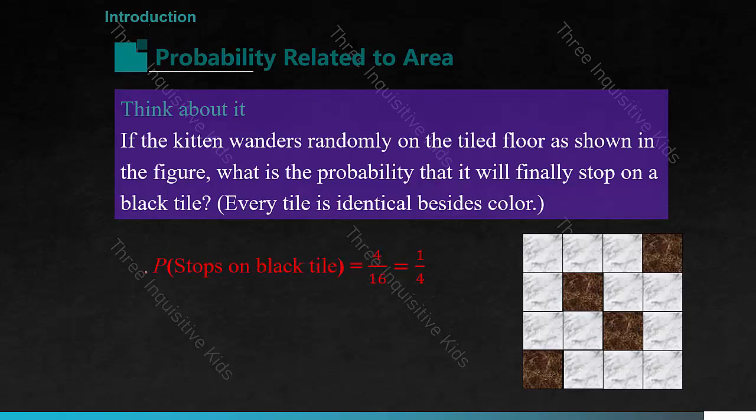So the probability of her stepping on a black tile, you can express it like this. There's a total of 16 tiles, so that's going to be the total number of possible outcomes. That's going to be our denominator. And as you can see, there is a total of 1, 2, 3, 4 black tiles, or you could say dark or brown. So 4 out of 16 tiles are black. You can further simplify that into 1/4. So the probability of the kitten stepping on a black tile is 1/4.